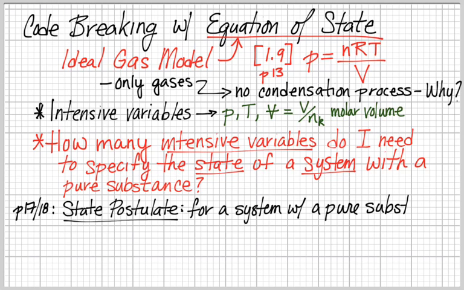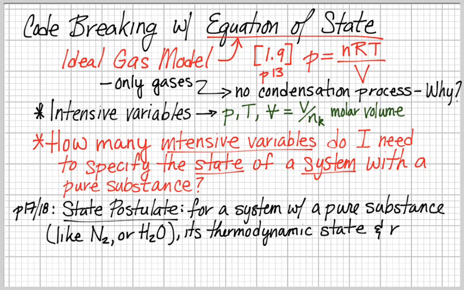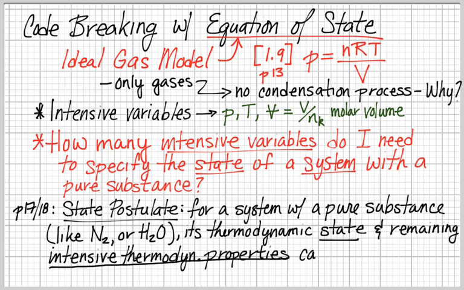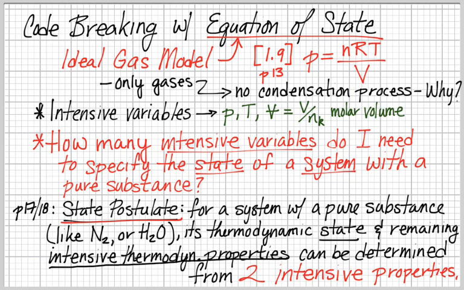And it says that for a system with a pure substance, meaning like pure nitrogen or pure H2O, the thermodynamic state, the energy address, and all the remaining intensive thermodynamic properties can be determined using just two intensive properties. So if I have one phase, meaning only a gas phase, and a pure substance, one component, meaning just H2O, not H2O and oxygen, or just nitrogen, I can use the state postulate and determine the entire energy address for the system with two intensive properties. That's the real power of intensive properties: they are actually unlocking the energy state, the state of the system.